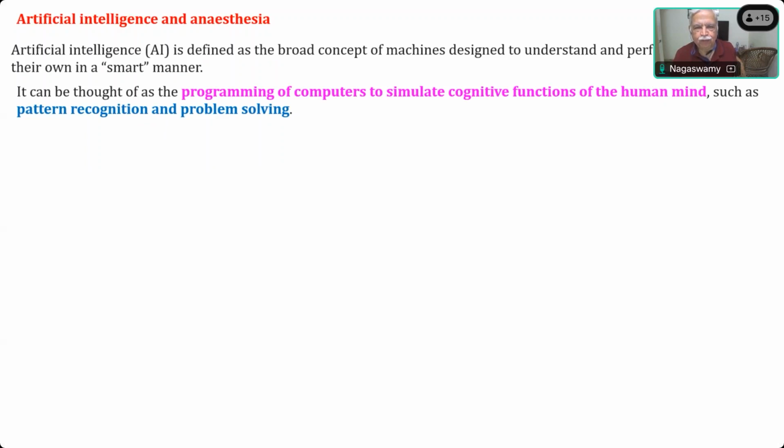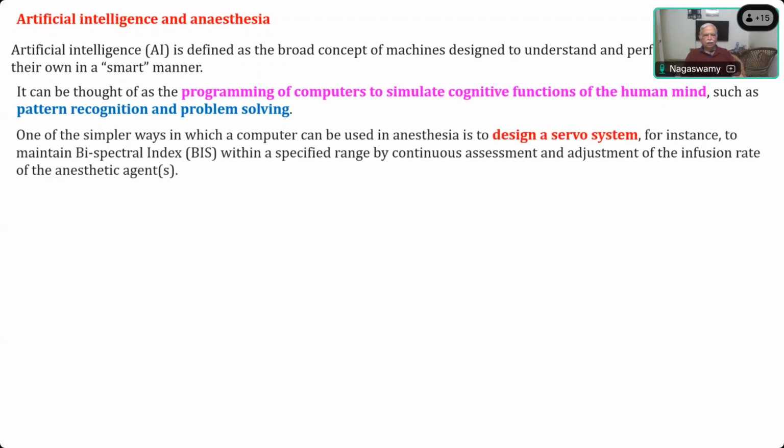You are giving spinal for a patient, and the blood pressure falls. So you rush fluids, give vasopressors. Fluids or give vasopressors if it did. If the machine itself is able to do all these things, that is called artificial intelligence: pattern recognition and problem solving.